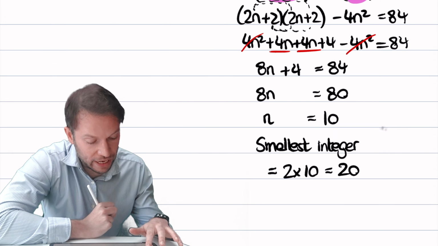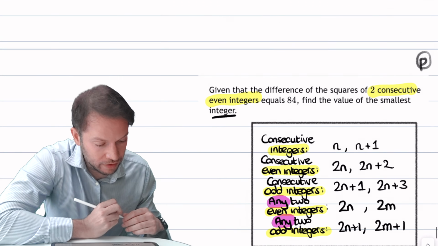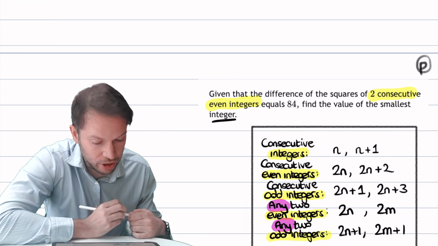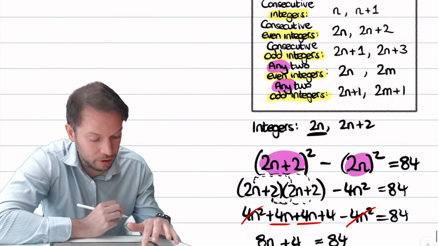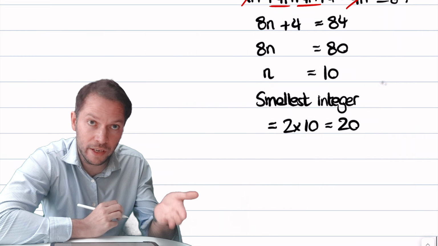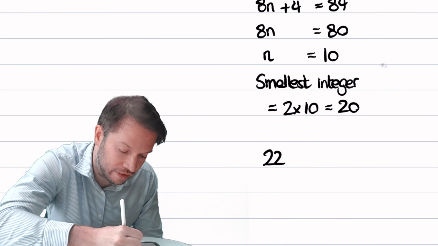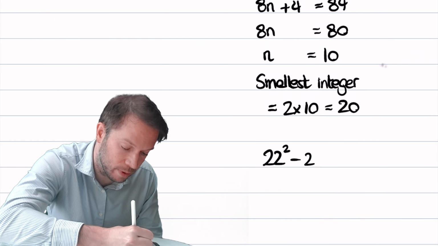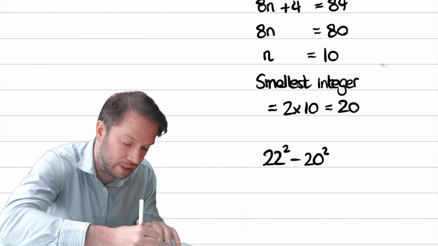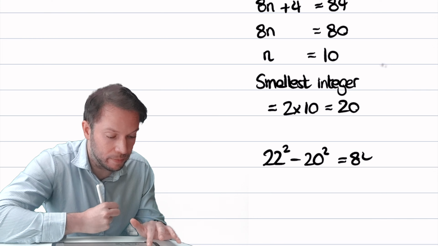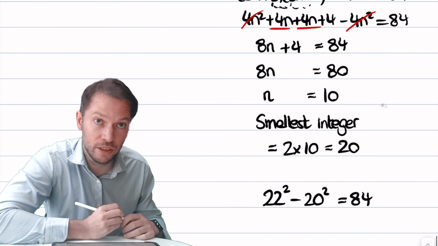So if we wanted to check this, it says the difference of the squares of two consecutive even integers. So if the smaller one was 20, the next consecutive even number would be 22. And it's basically saying if we did the difference of the squares of these, the 22 squared and the 20 squared, that apparently gives us 84. And if you were to check that on your calculator, you'd find that would be right.